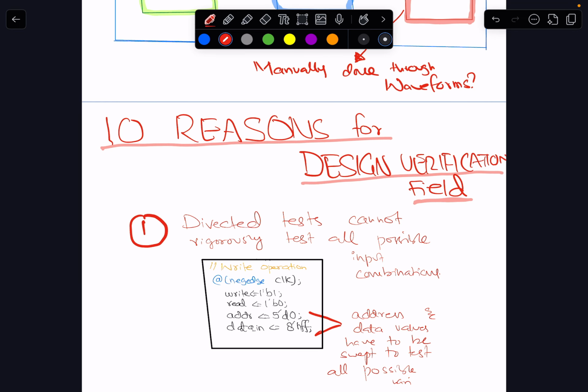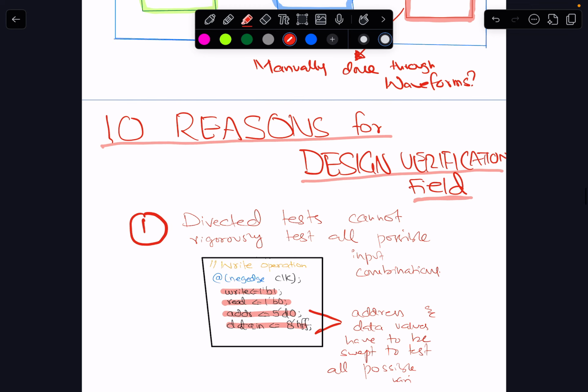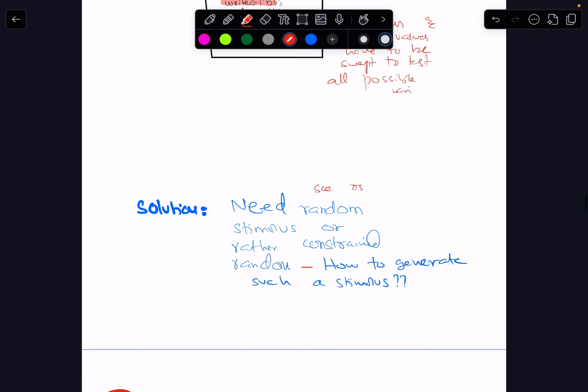So you can see the write operation over here. You are generating some signals and making the write. You're making write equal to 1 and read equal to 0, and then you're specifying some addresses and then the data. These address and data values have to be swept to test all possible scenarios. If you're testing only one or two tests, you don't know what the behavior of the hardware will be with different kinds of addresses or data. So you need some mechanism to generate random tests for the address and for the data.